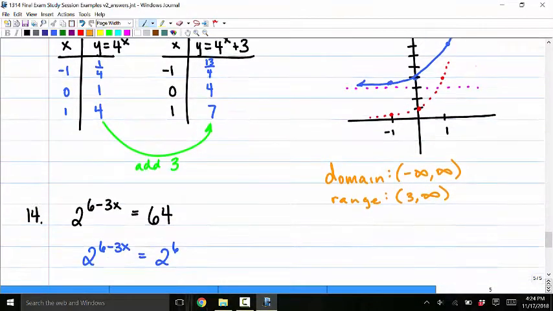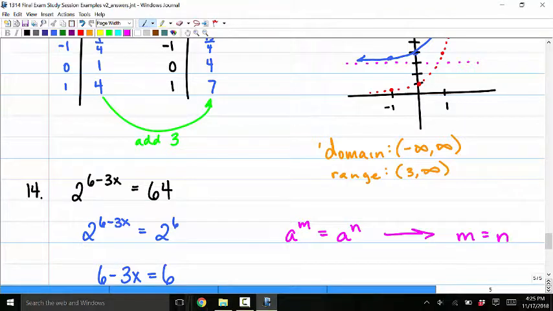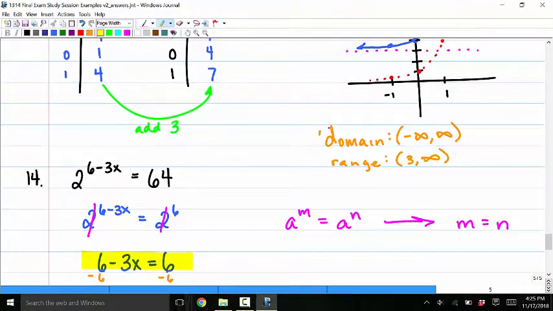Number 14, we want to solve 2 raised to the 6 minus 3x equals 64. I realize that I can write 64 as a power of 2, 2 to the 6th. So I have 2 to the 6 minus 3x equals 2 to the 6th. I'm going to use the rule that a to the m equals a to the n means that m must equal n. Basically, you can get rid of the bases. So now I have that 6 minus 3x equals 6.